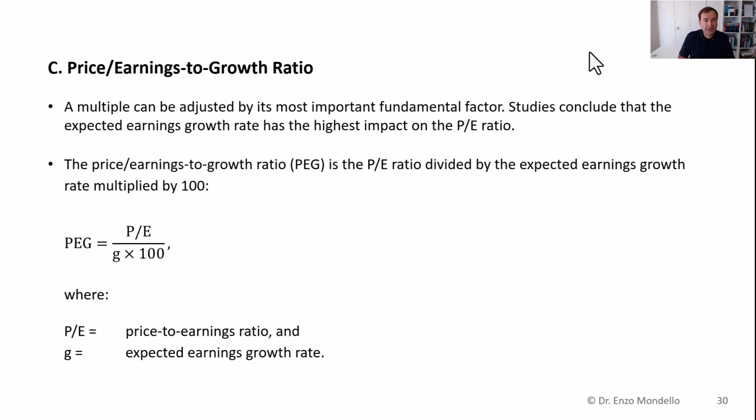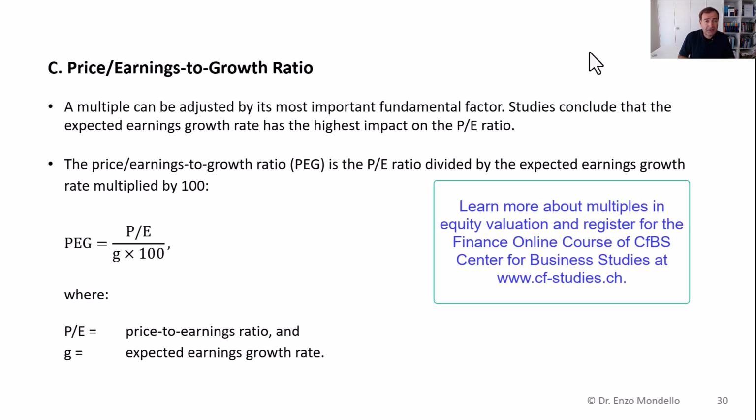A multiple can be adjusted by its most important fundamental factor. The fundamental factors that have an impact on the level of the price to earnings ratio are the growth rate, the payout ratio of the earnings, and the expected return. Studies conclude that the expected earnings growth rate has the highest impact on the PE ratio.